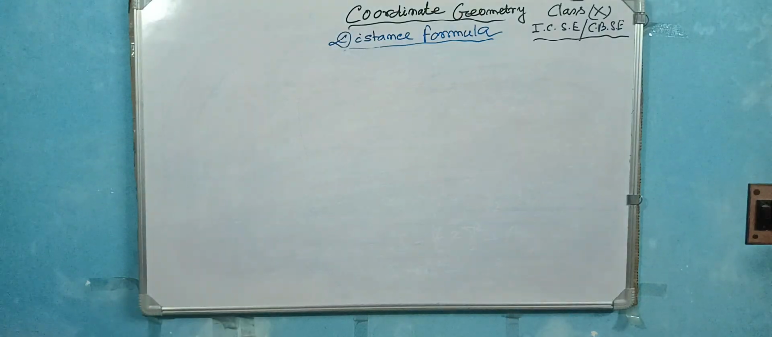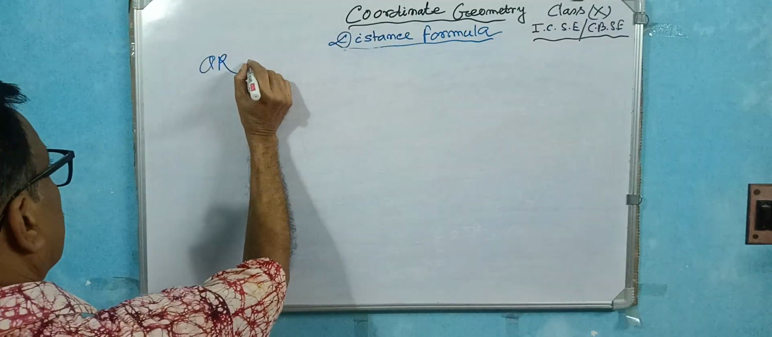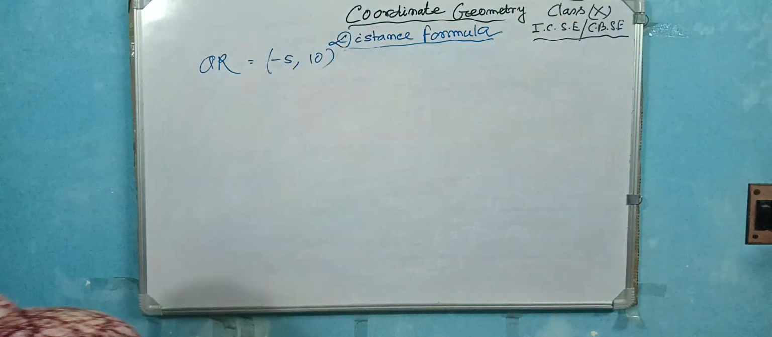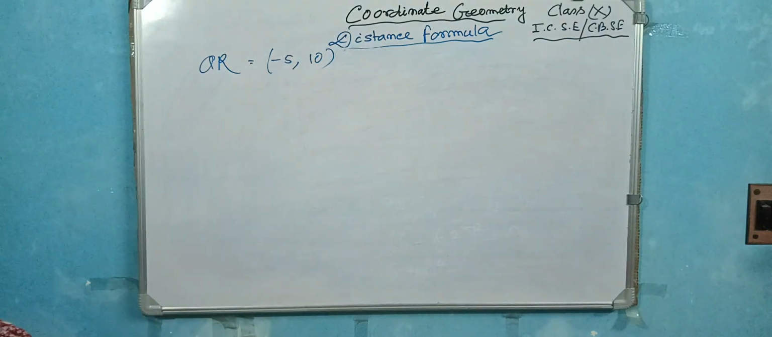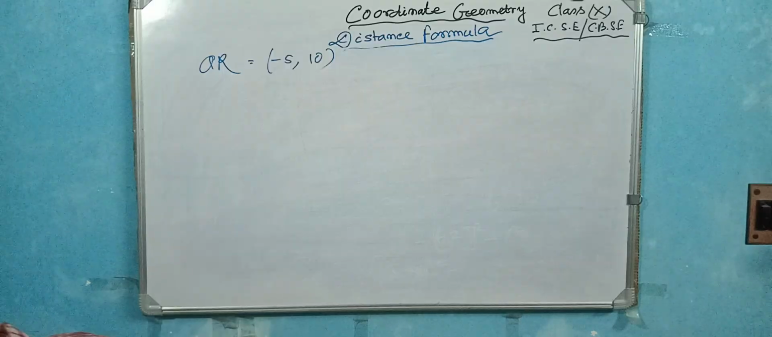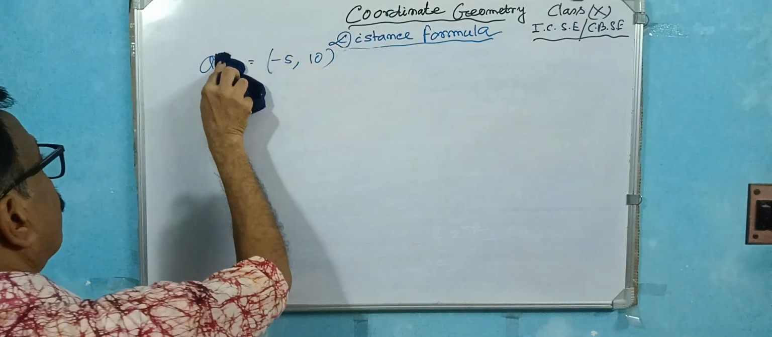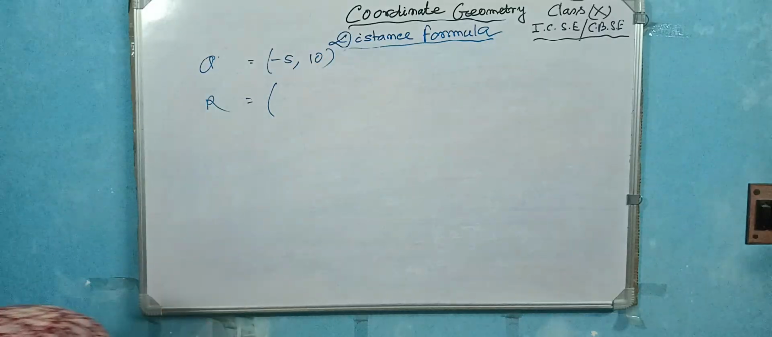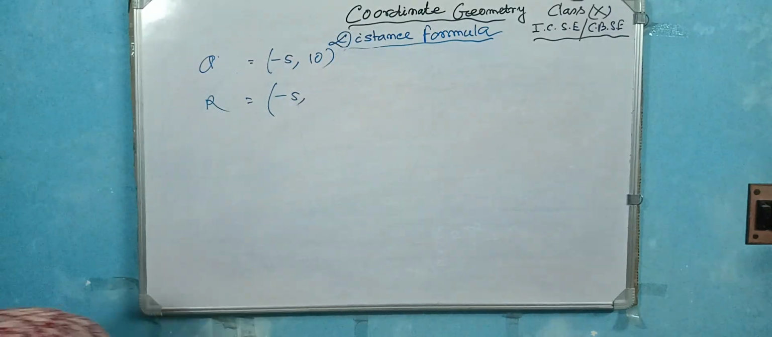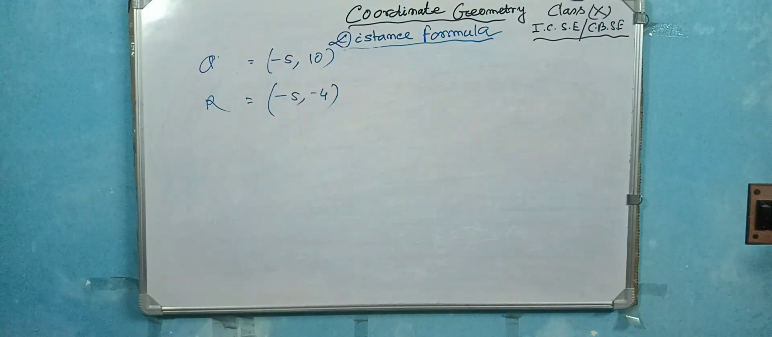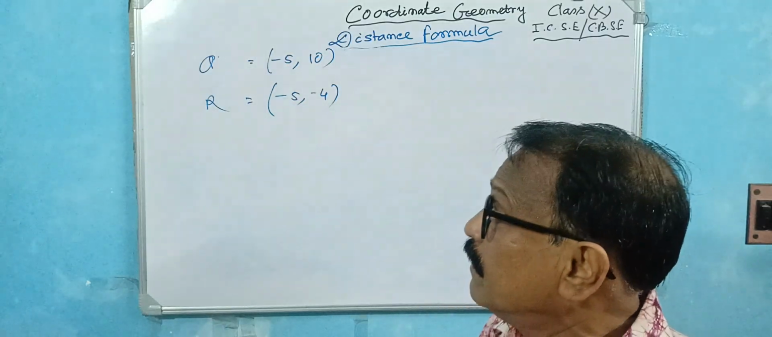Suppose one point is Q, which is equal to (-5, 10), and the other is R, and R is equal to the coordinate (-5, -4). These are the two coordinates. Okay, these two points are given.